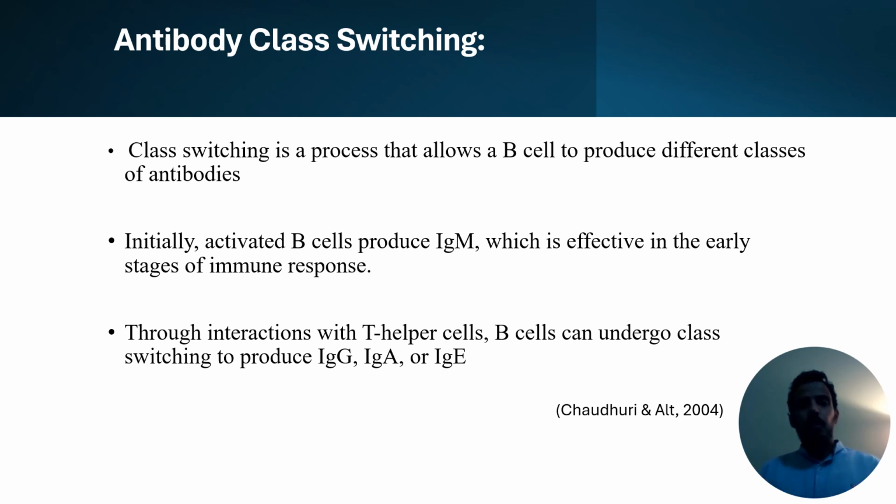IL-4 is very important for switching to IgE or IgG1, which is important for parasitic infection. Interferon gamma drives switching to IgG2a, important for opsonization and activating complement. And TGF-beta induces switching to IgA, crucial for mucosal immunity. The class switching is a very important mechanism.